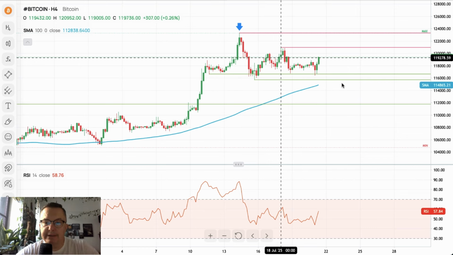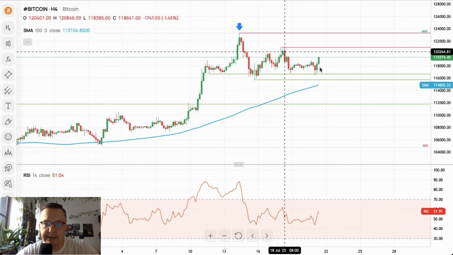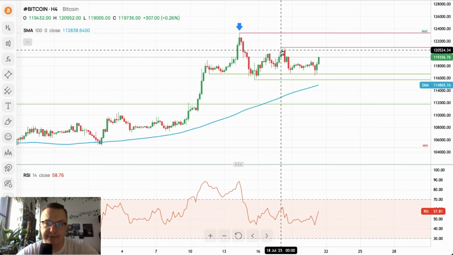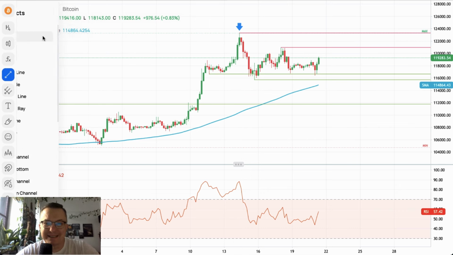So we might see soon the test of this technical resistance level from last week, 119,879, and if there is a successful, strong, dynamic, aggressive breakout to the upside, no problem for the bulls is the test for the level $4,000 higher, which is located at 123,265, which is the swing high from the 14th July 2025, all-time high as well, and the local high as well, and technical resistance basically.